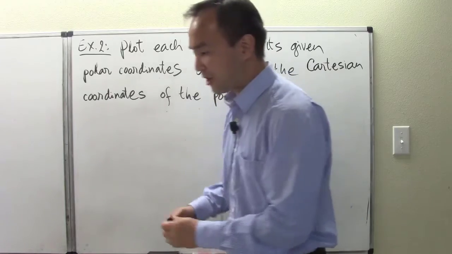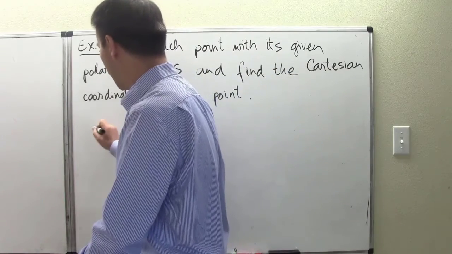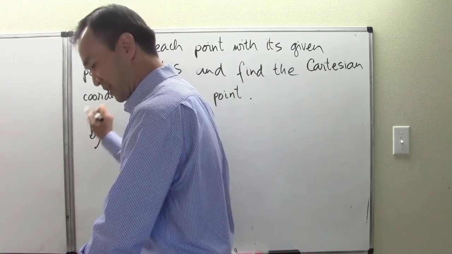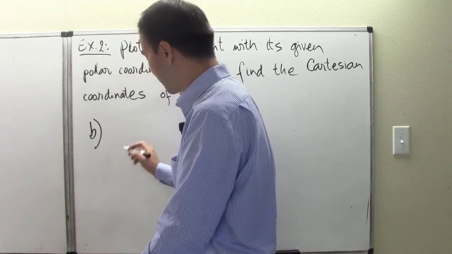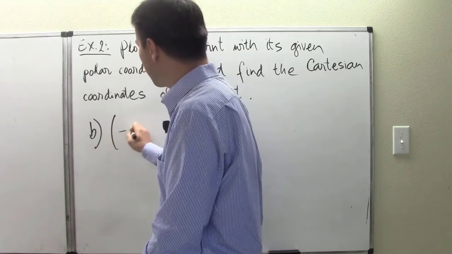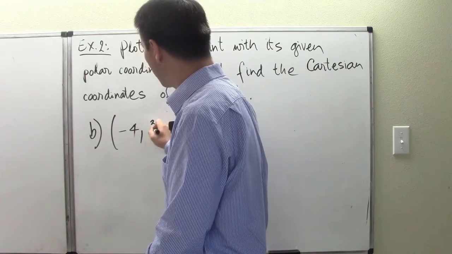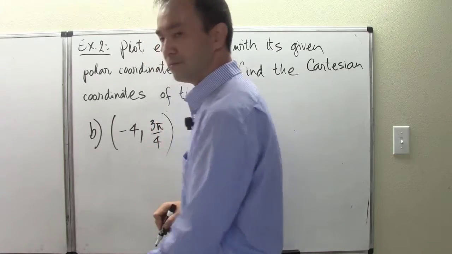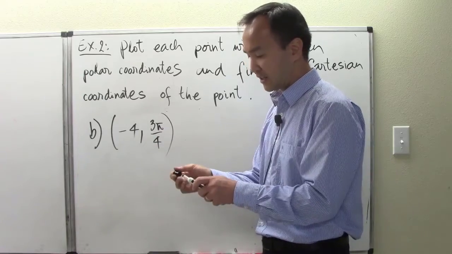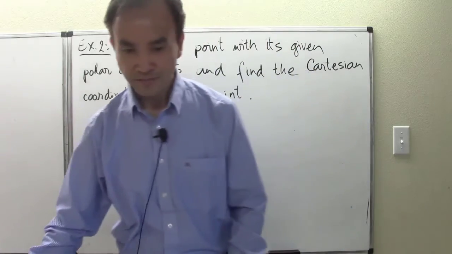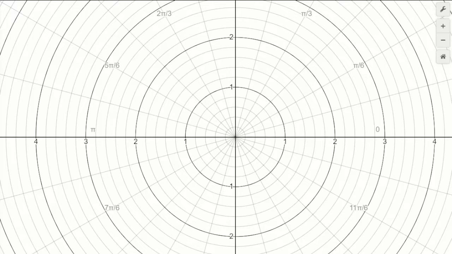For part B, it's just another point. We're going to plot the point first, and then calculate the Cartesian coordinates of it. Minus 4 is the radius, and the angle is 3 pi over 4. So let's now look at decimals here. With the graph right here, to plot it, I'm going to look for the angle 3 pi over 4.